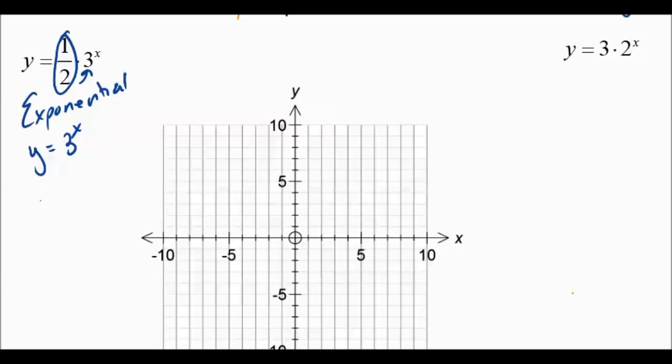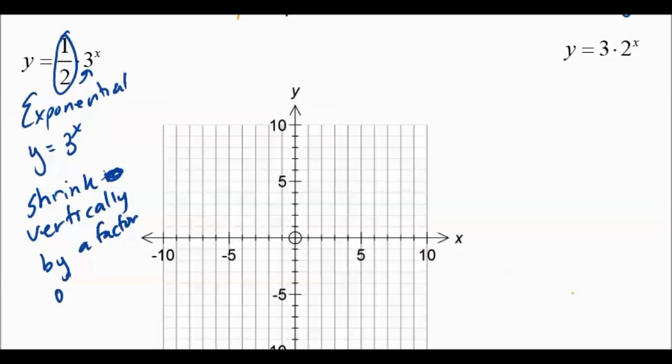Okay, so how does that happen, and what is that going to do? Well, we know that when we multiply y by a fraction, or some value that's between 0 and 1, then it's going to shrink. And because it's applying to y, it's in the vertical direction. So it's going to shrink vertically by a factor of 1/2. So that means we're going to take all the y values and divide by 2.